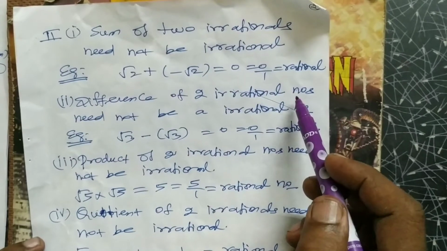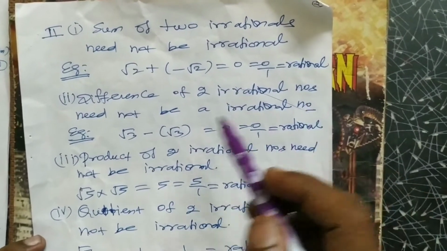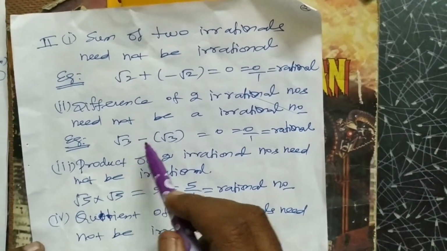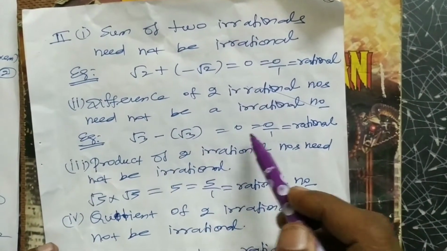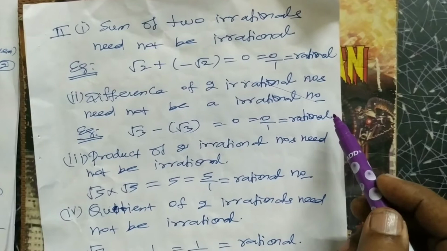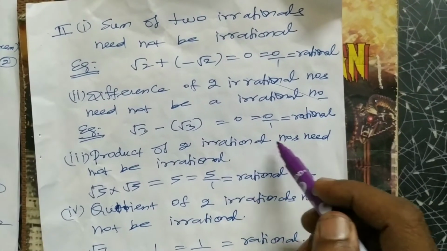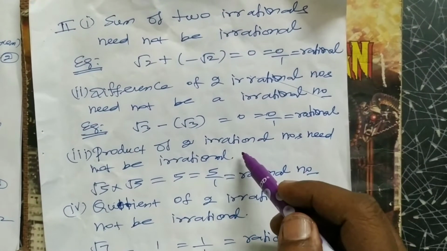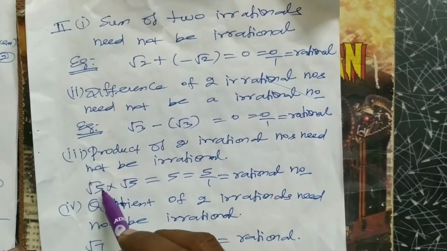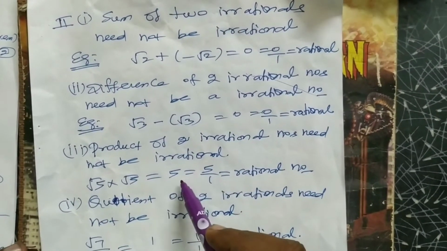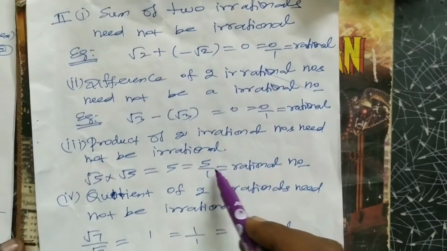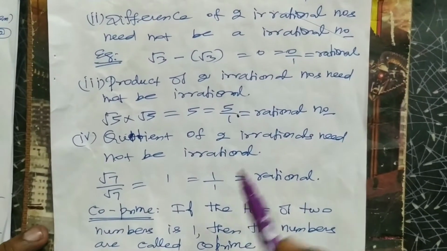The difference of two irrational numbers need not be an irrational number. Root 3 is irrational, and again root 3 we can take. Root 3 minus root 3 equals 0, 0 by 1, rational. The product of two irrational numbers need not be irrational. We know root 5 is irrational, and root 5 into root 5 equals 5, 5 by 1 is rational.